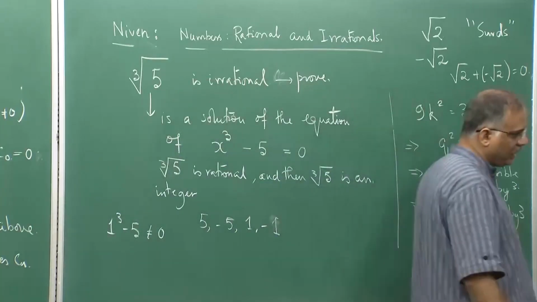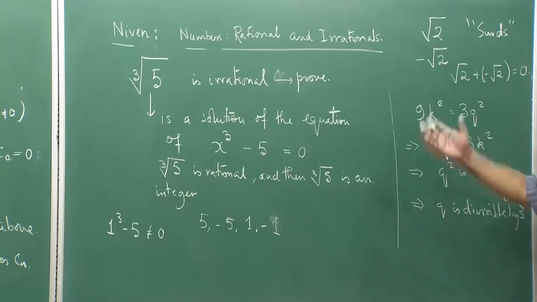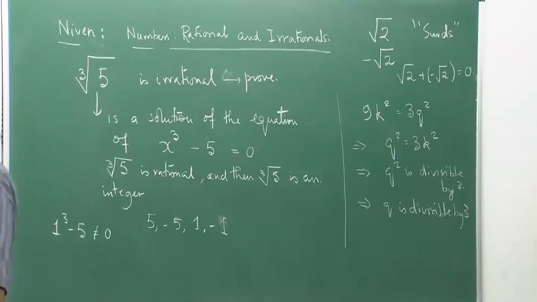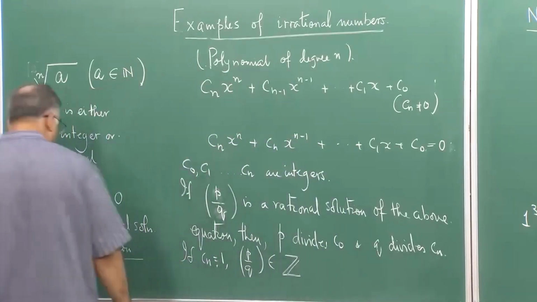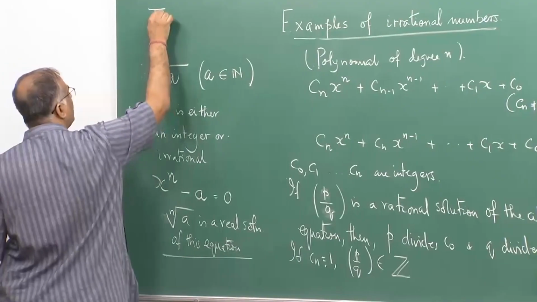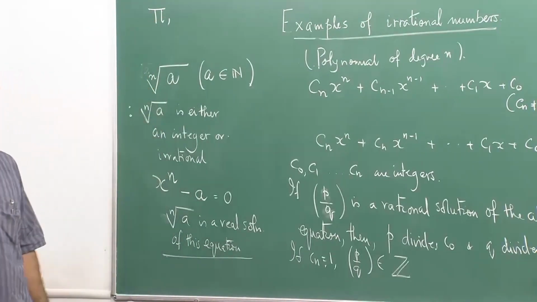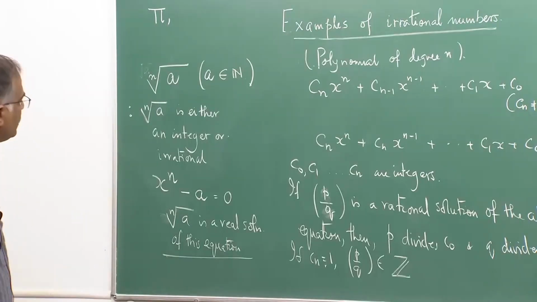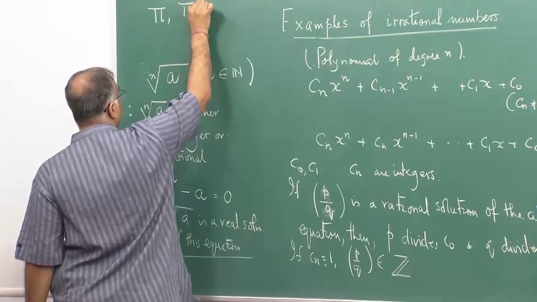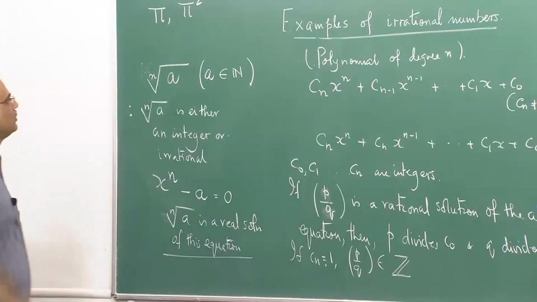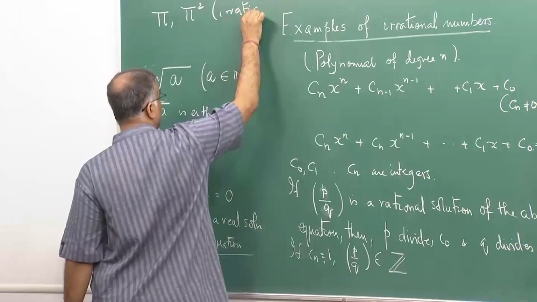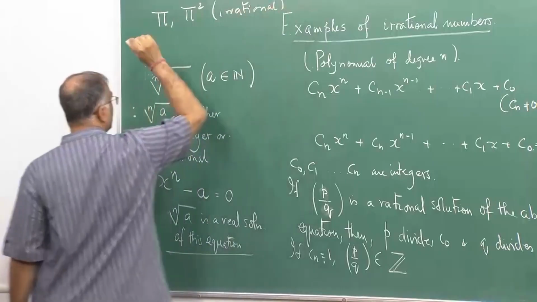Now, you might ask that okay, only this square root type, cube root or nth root type things are irrational, nothing else. No, there are famous constants in mathematics which are irrational. The most famous constant in mathematics is pi, the ratio between the circumference and the diameter of a circle, which is irrational. Not only that, pi square is irrational. So, this is irrational.